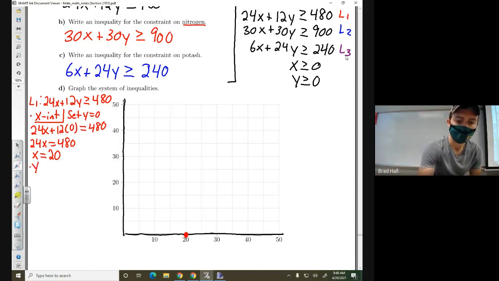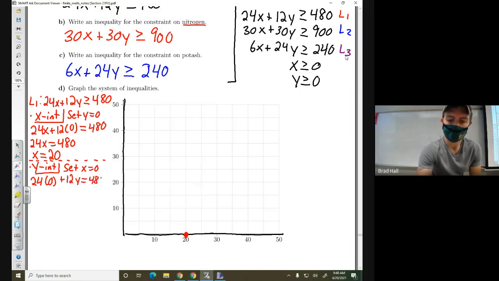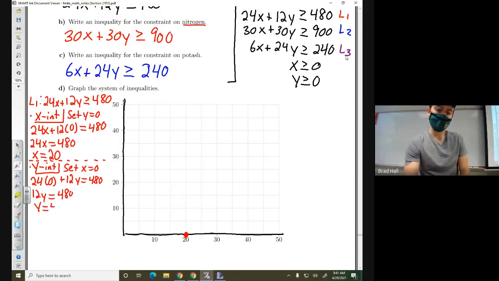Do the same thing for the y-intercept, where we set x equal to 0. It's a very similar process. So we get 12y is equal to 480, and we can quickly solve for y. Y seems to be 40.